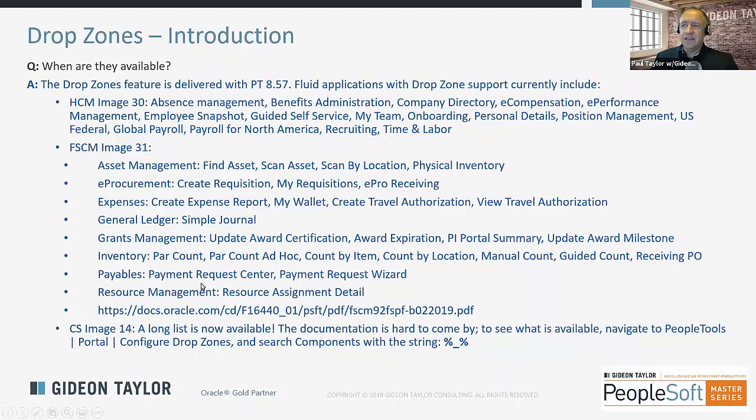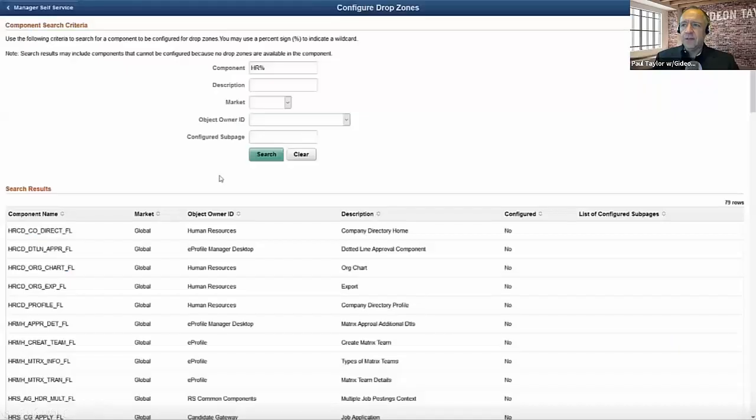Finding the list: I've got some documentation here from those images, but these lists are out of date because they get longer all the time. The best way to see what drop zones are available in your instance is to go to the Configure Drop Zones page, and I'll show you the navigation in our demo here, and search to see what drop zones are available in your instance.